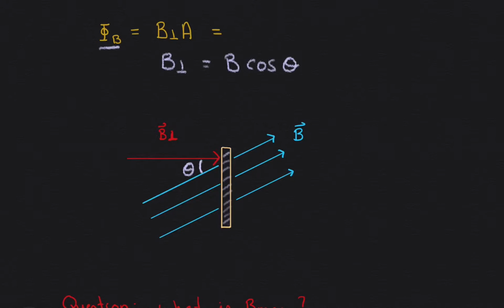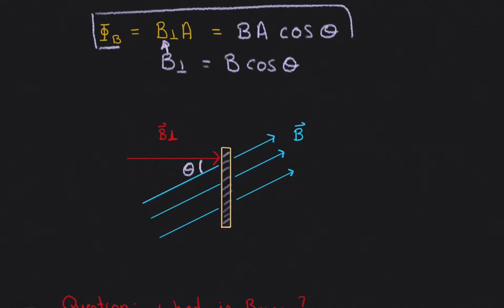So we can plug B perpendicular into our equation of magnetic flux, and we will have an equation where the magnetic flux is equal to BA cosine theta. I'm going to put a box here.